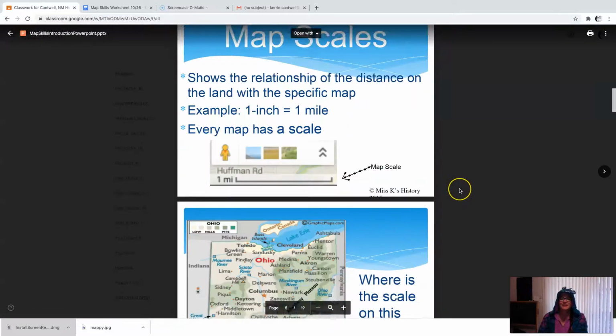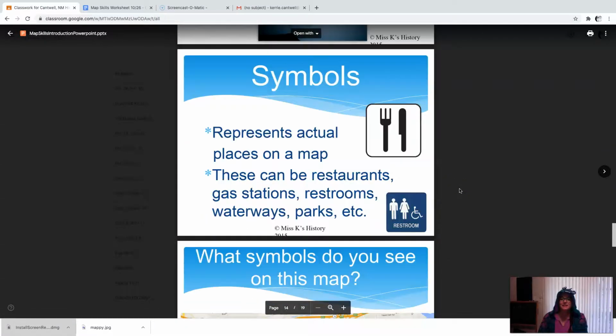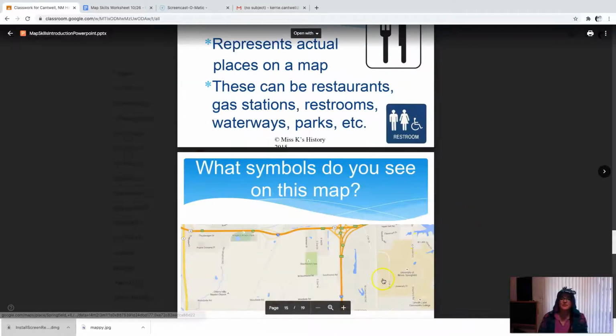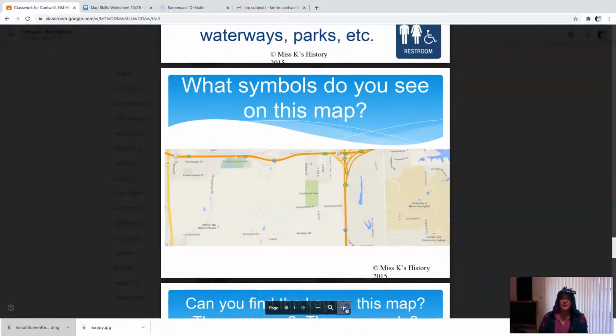Oh, and I hit another wrong button. What is happening here? Sorry, guys. Miss Cantwell's working on a new computer and map here.